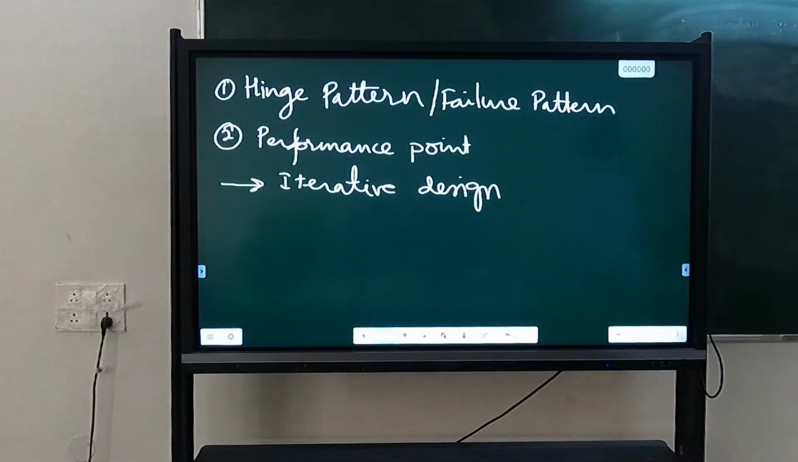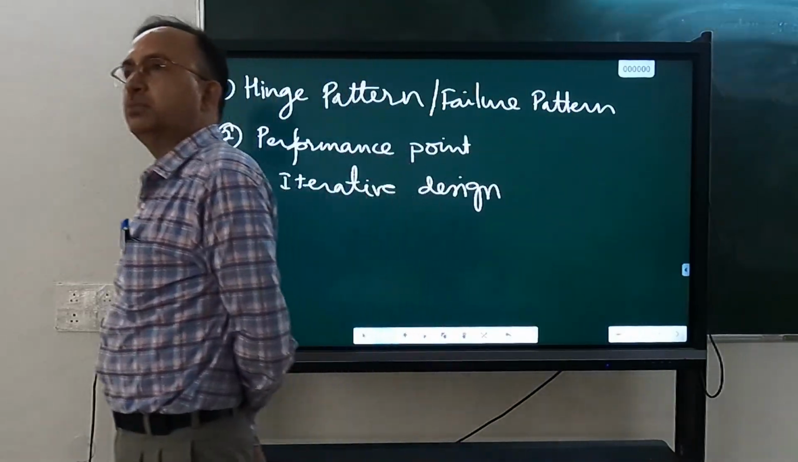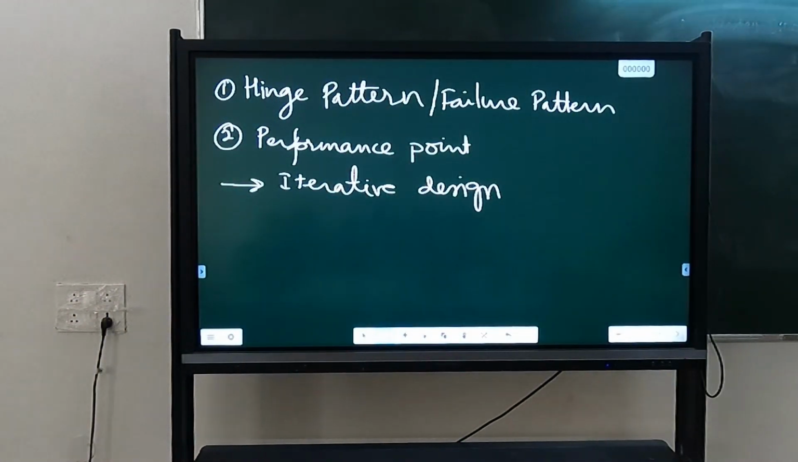I have given you 3 methods of performance evaluation. What are those 3 methods? Can you recall? ATC 40 and equivalent linearization are the same. The only difference is in the calculation of damping. So ATC 40 and equivalent linearization are the same method. So one method I have given you is equivalent linearization; ATC 40 is one of those.